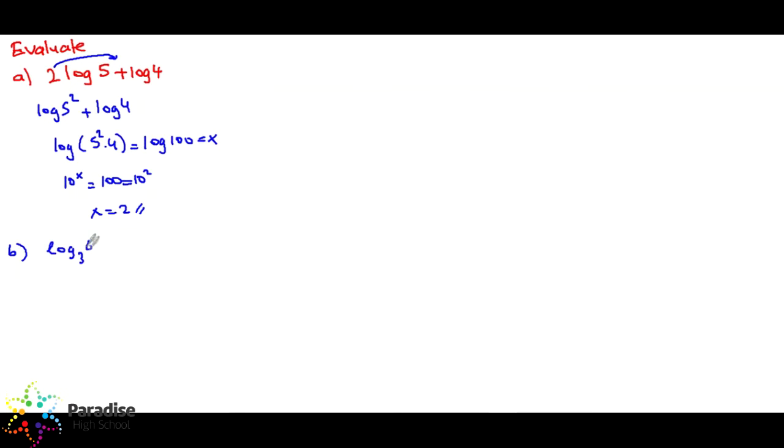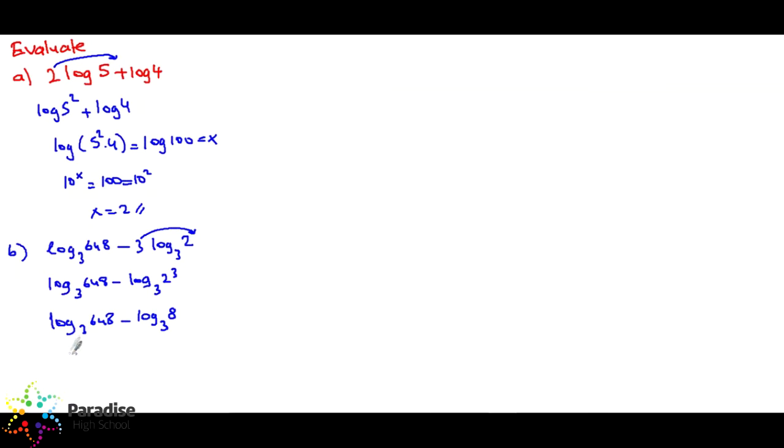Logarithm 3 base 648 minus 3 logarithm 3 base 2. Okay, same base, but I cannot contract them. Why? There is a coefficient here. I have to move this coefficient to the top. Logarithm 3 base 648 minus logarithm 3 base 2 cubed. So logarithm 3 base 648 minus logarithm 3 base 2 cubed is 8.